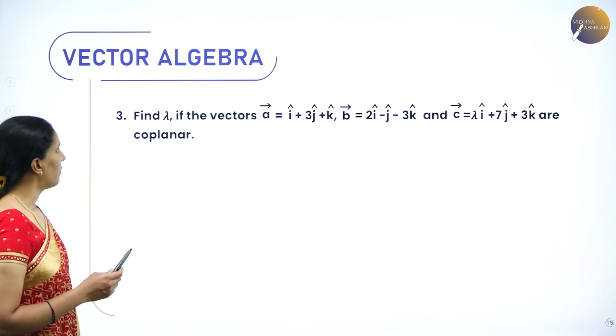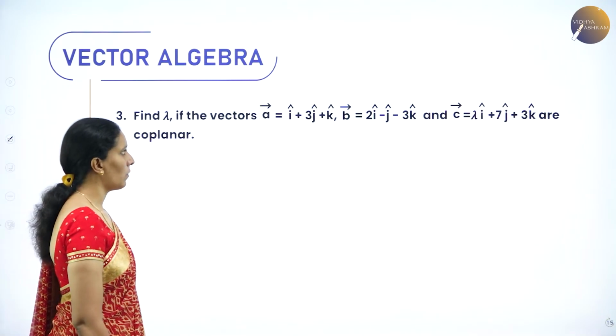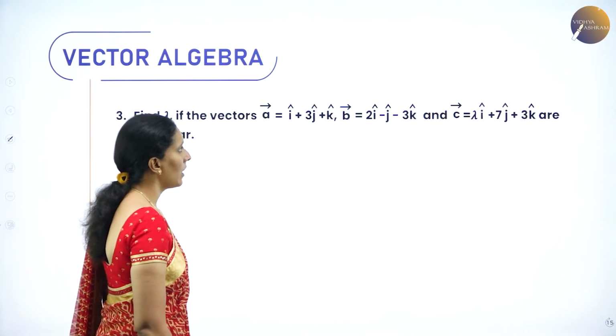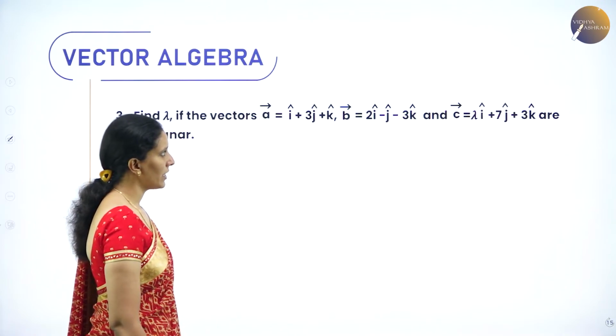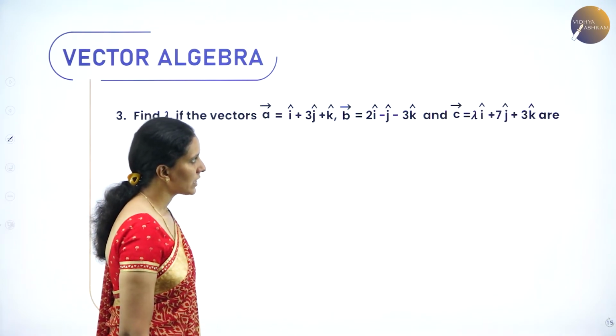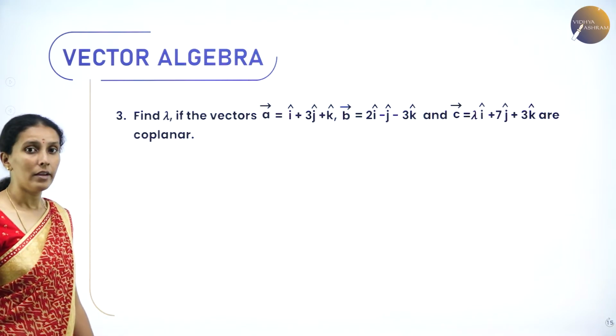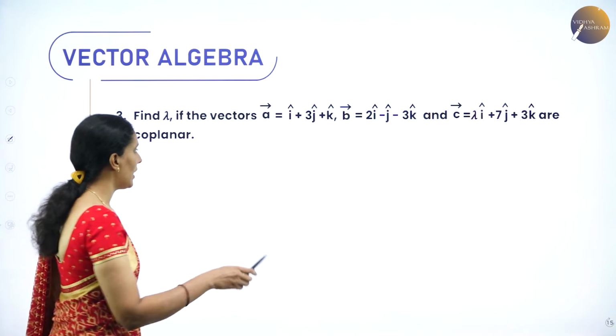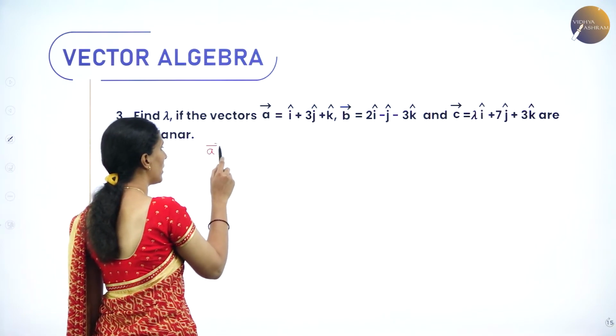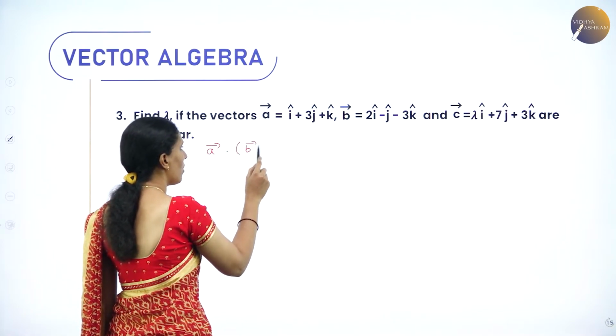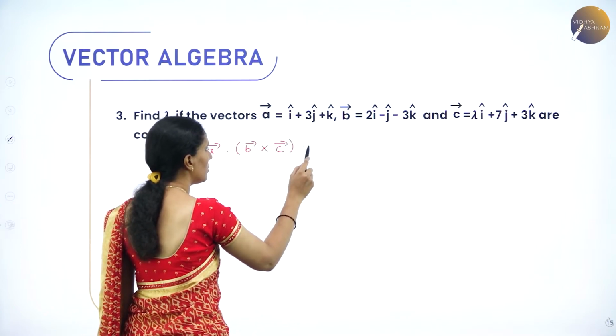Next question. Find lambda if vector A is equal to i plus 3j plus k, vector B is equal to 2i minus j minus 3k, and vector C is equal to lambda i plus 7j plus 3k are coplanar. If the three vectors are coplanar, their scalar triple product is 0. That is A dot B cross C is equal to 0.